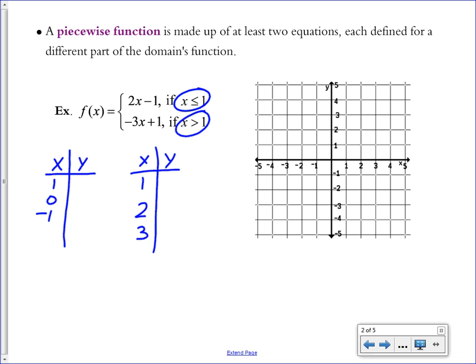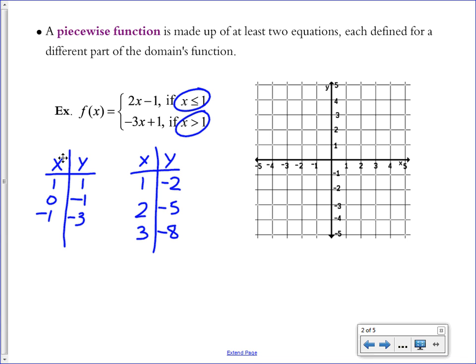When I plug in the 1, 0, and negative 1 for my first table, I'm plugging it into the first part of this piecewise function. So plug in a 1 to that, and you get 1. Plug in a 0, and you get negative 1. Plug in a negative 1, you get negative 3. For the second part of the function, I'm plugging in the inputs 1, 2, and 3 into the second part of this function, the negative 3x plus 1. Plug in a 1 and get negative 2. Plug in a 2 and get negative 5. Plug in a 3 and get negative 8.